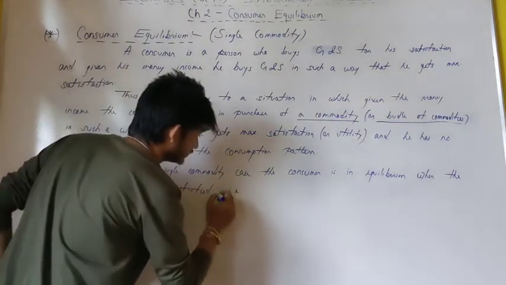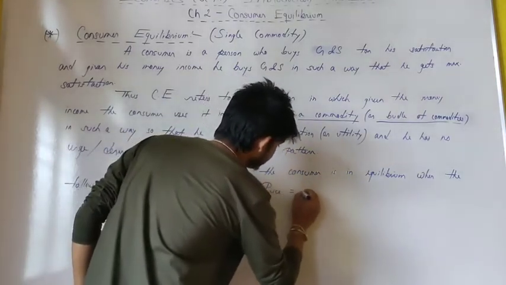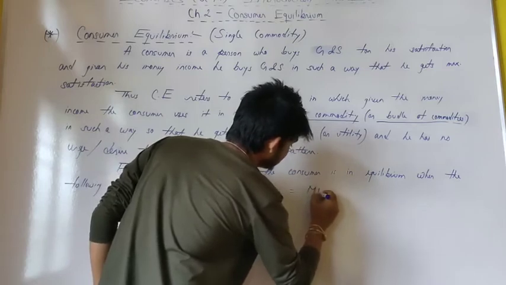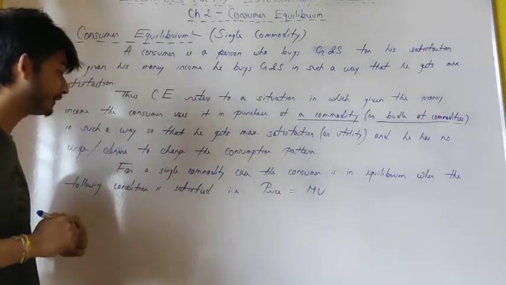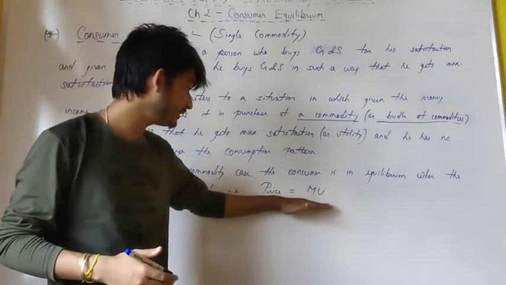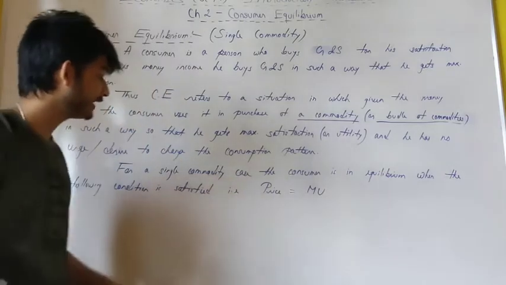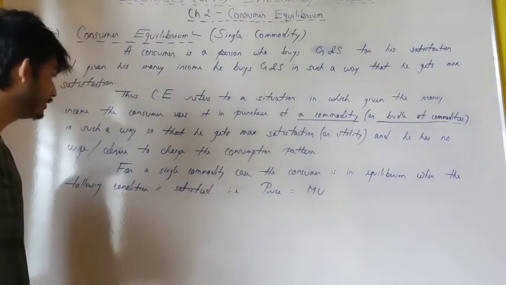That is, price should be equal to the marginal utility. So whenever we find that for a particular unit consumed the price is equal to the marginal utility, that point we will refer to as the consumer equilibrium.